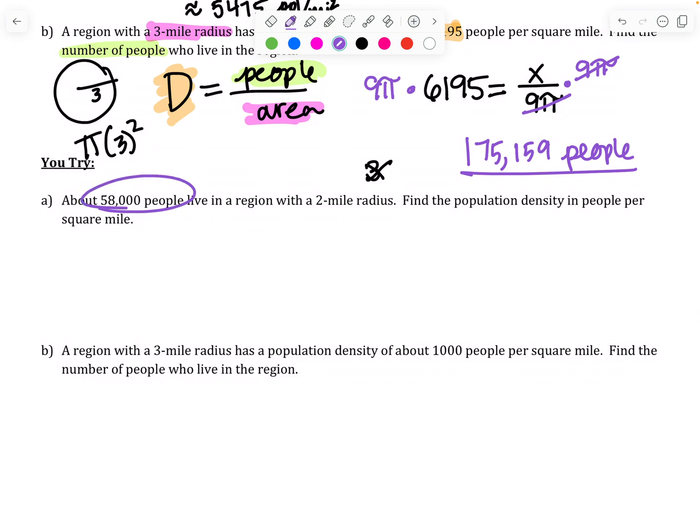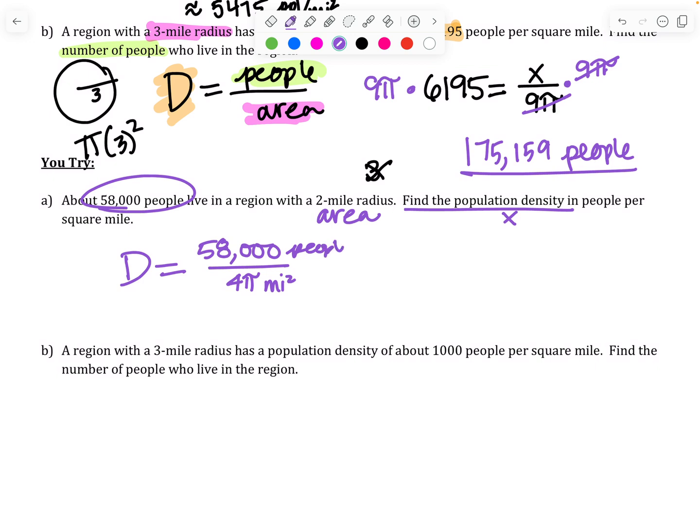About 58,000 people live in a region with a 2-mile radius. Find the population density. That's going to be your unknown. So density equals 58,000 people in a 4 pi square mile area. All right, so if we divide that, and don't forget in your calculator to enclose that in parentheses, we get 4,615 people per square mile.